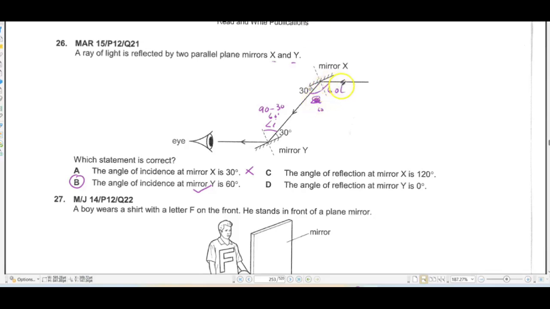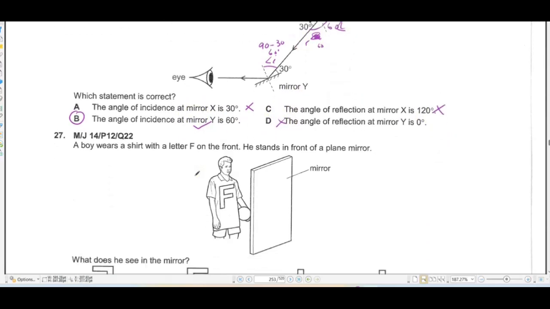This was the angle of incidence. And if this reflected one is 60 degrees, this is going to be 60 as well. So 120 is not the correct option, and this is also not correct. So D is the correct option.